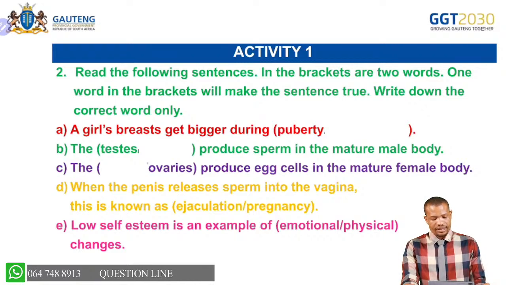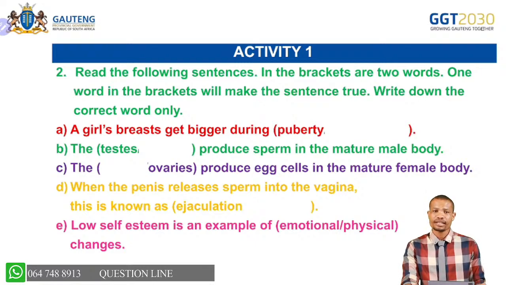D, when the penis releases sperm into the vagina, this is known as ejaculation or pregnancy. Which one is the correct word on this one? Okay, yes, that's true. It is ejaculation. Pregnancy is incorrect. Now this one we'll do together because it was not part of the questions when I showed you the first time. Low self-esteem is an example of emotional or physical changes.